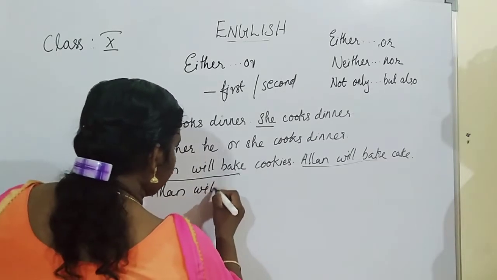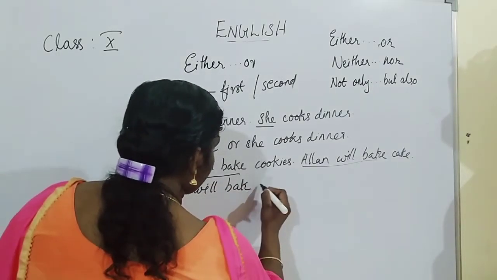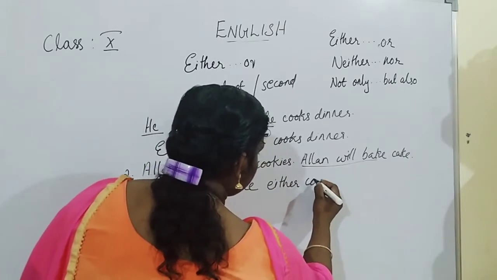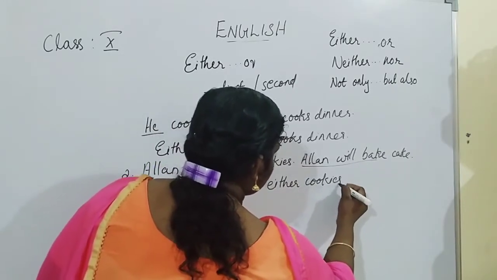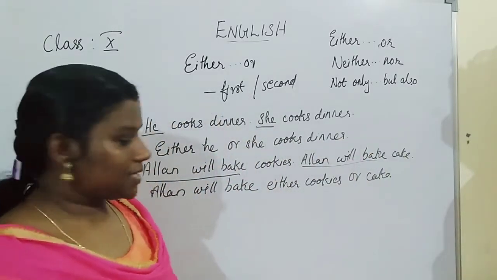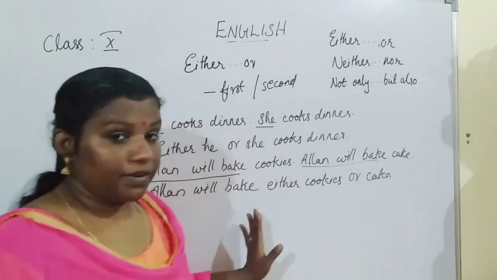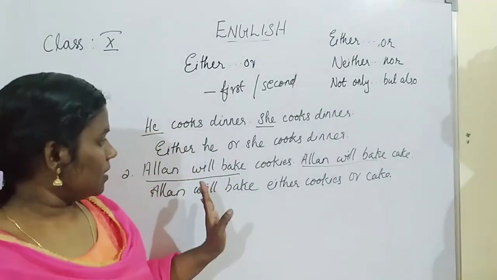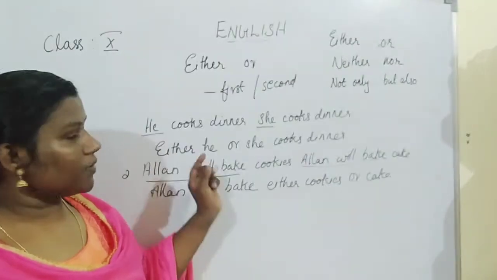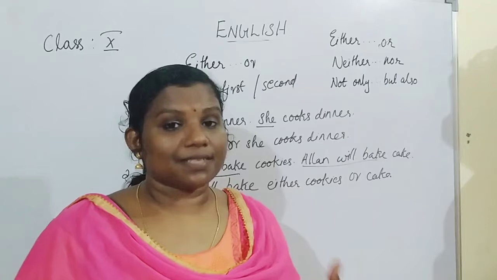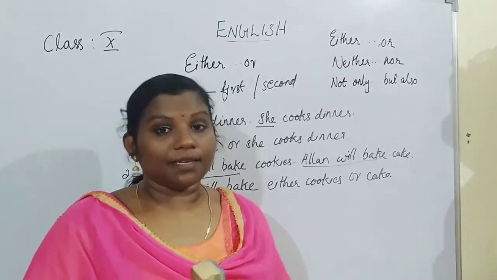Alan will bake either cookies or cake. Have you got it, students? So here, Alan will bake either cookies or cake. So these are the examples for either...or. Hope you understood. And now we are moving to the second one, that is neither...nor.